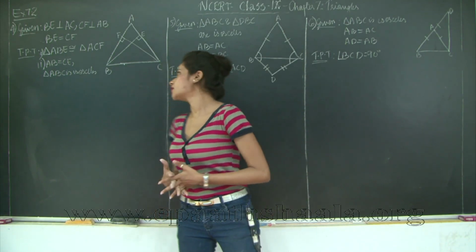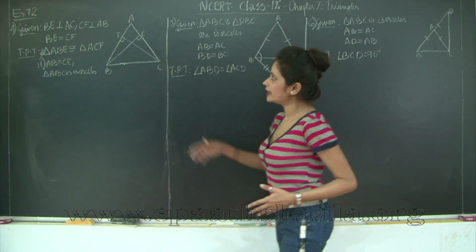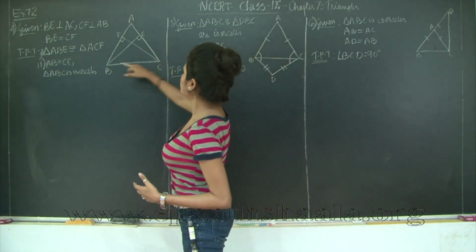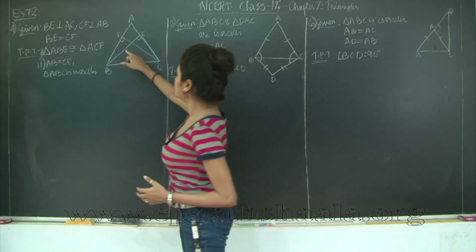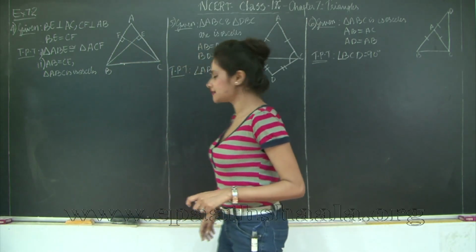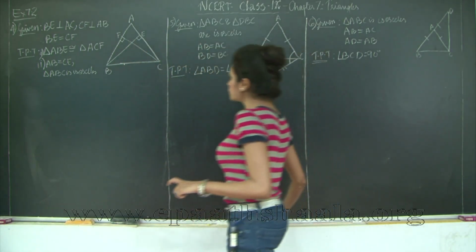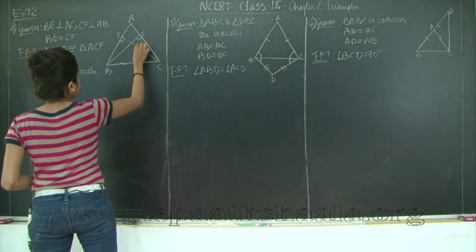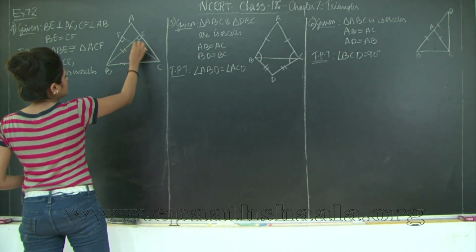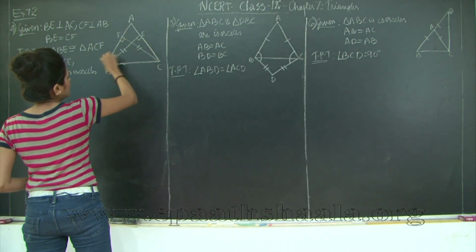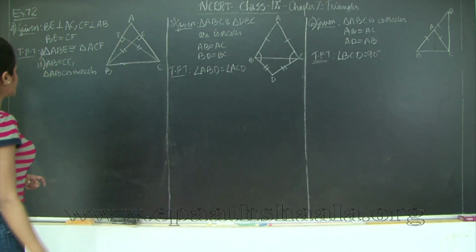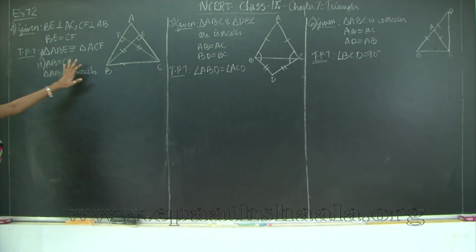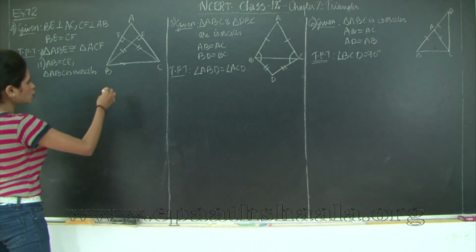So the fourth question, we have BE perpendicular to AC and CF perpendicular to AB, and BE and CF equal, that is the two altitudes are equal. Altitudes are nothing but perpendiculars drawn on a line segment. So this entire line BE is equal to this entire line CF. We need to prove that AB is equal to CE. So what do we need to prove?